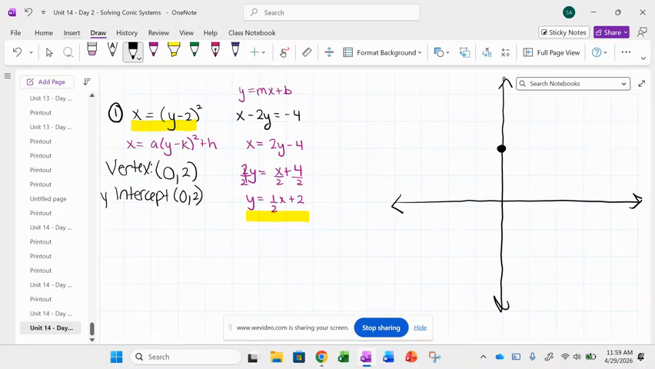So now since I know it's the y-intercept, I'm not going to solve for the y-intercept. The other thing I'm going to find is the x-intercept. And to find the x-intercept, don't I plug in 0 for y? So we're going to have x is equal to (0 minus 2) squared. So the x-intercept is 4. So I have the point (4, 0). So there's another point of my parabola.